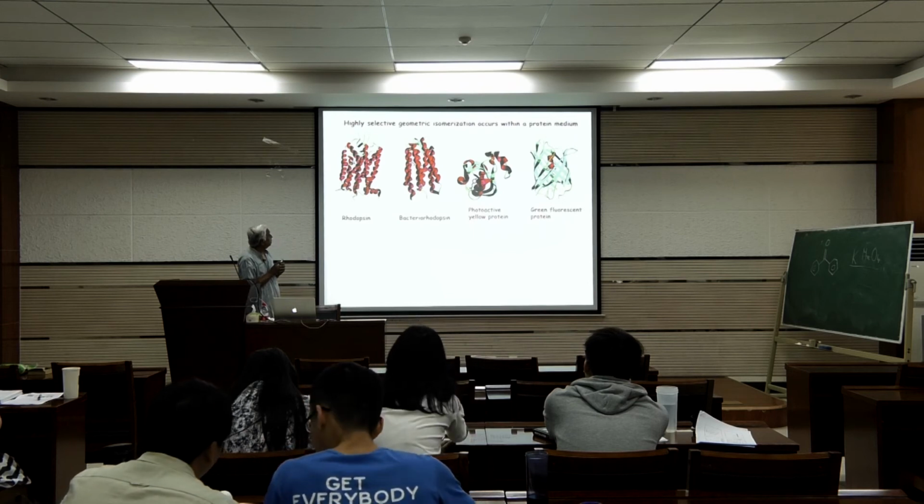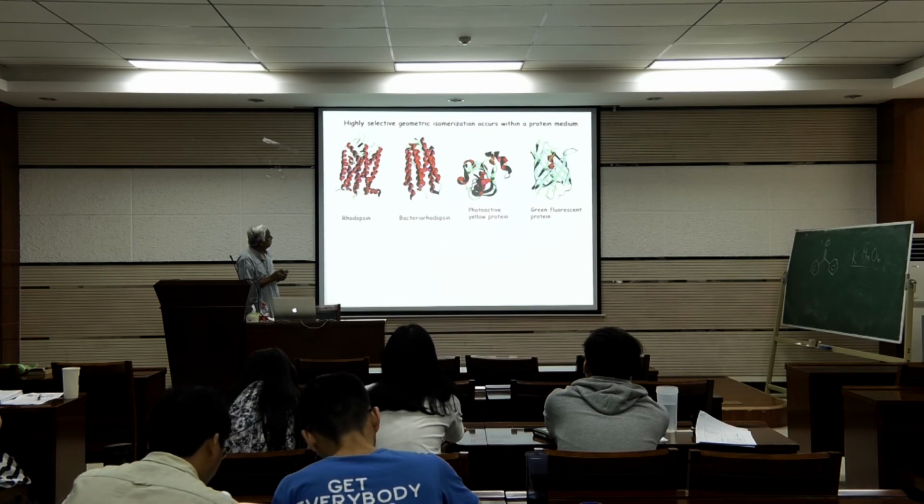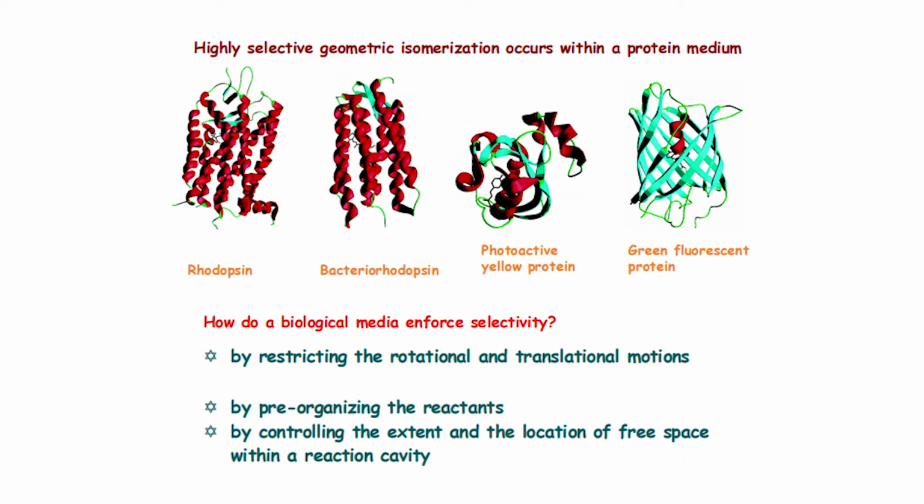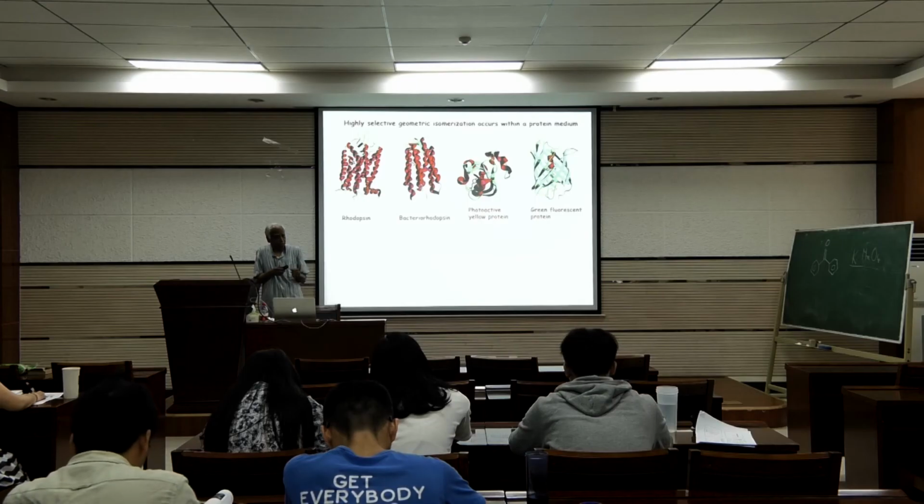Rhodopsin, there is a small molecule here. Bacteriorhodopsin, another small molecule, and this is photoactive yellow protein, another molecule. Green fluorescent protein, a small molecule. All these big things are just a protein, only there to confine the molecule. So, you squeeze the molecule.